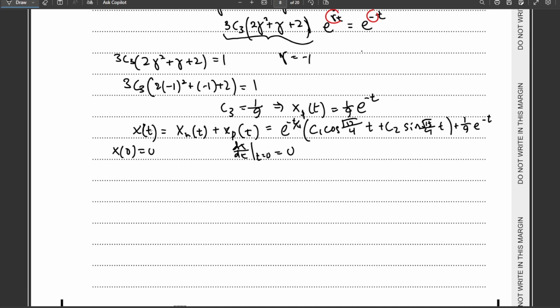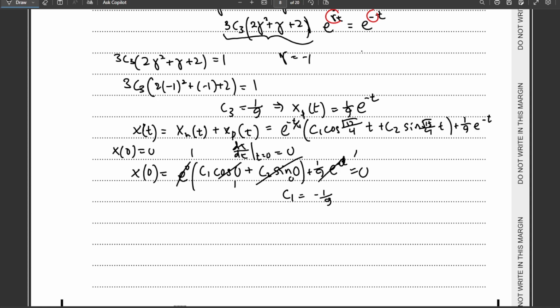So let's deal with this x(0) first. Substitute 0 into all of the t, all the exponential terms will just go to 1, right? So we can make some cancelling here. e to the power 0 is 1, and sine 0 is 0, cosine 0 is 1. So we know straight away that C1 is negative 1 over 9.